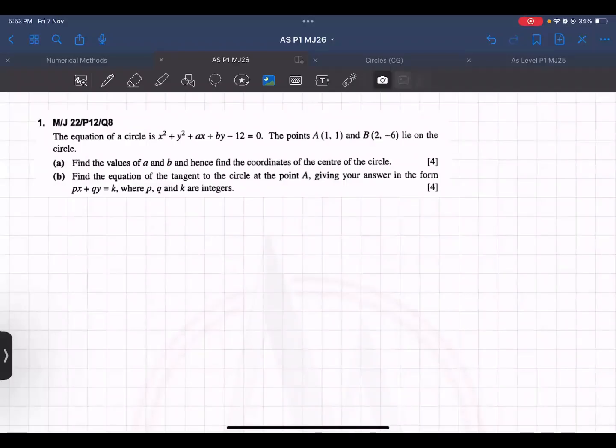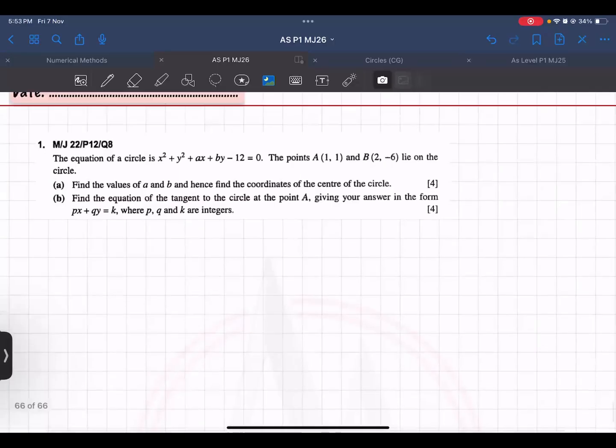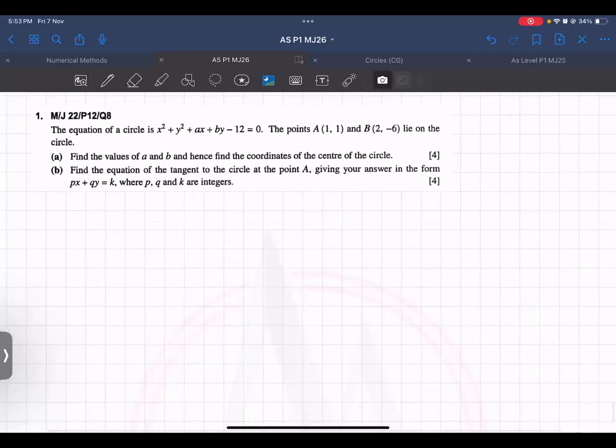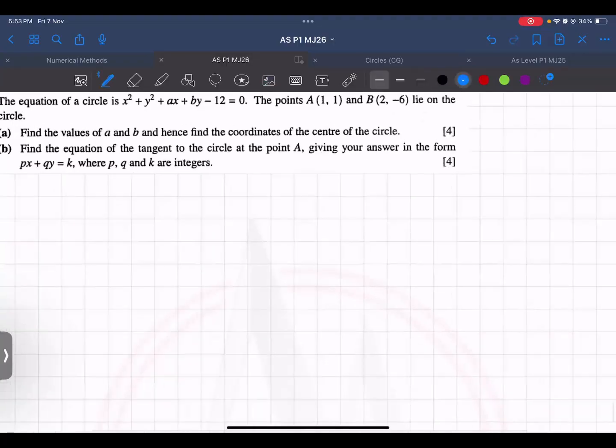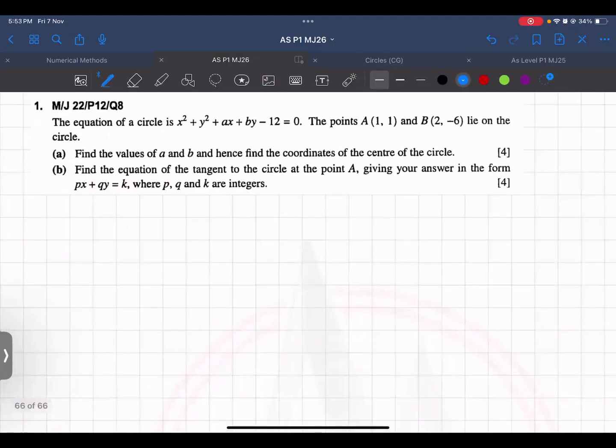Okay, so we are going to do some more past papers for circles. Last time we did some past papers, so this one is also a good one. The equation of the circle is given to you: x squared plus y squared plus ax plus by minus 12 equals 0. They have given you two points, 1 comma 1 and 2 comma minus 6, and they're telling us that these two points lie on the circle. Find the values of a and b, and hence find the coordinates of the center of the circle.